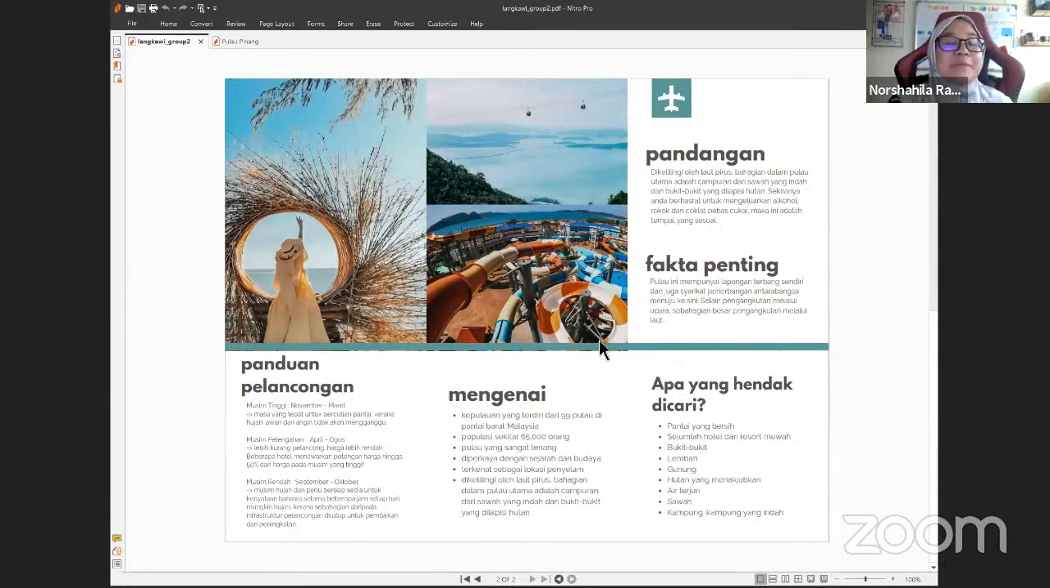So you can go to Langkawi. Langkawi is already open for visiting. So if you're coming to Malaysia next year, you can plan to go to Langkawi. They also give a view of Langkawi here, and also the important facts that you need to know about Langkawi, the travel guide, the history of Langkawi, and a little bit about what you can find there.